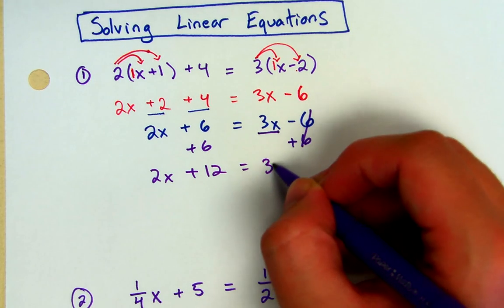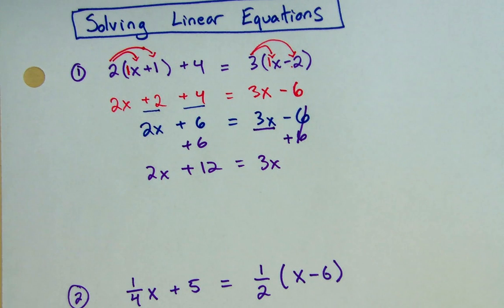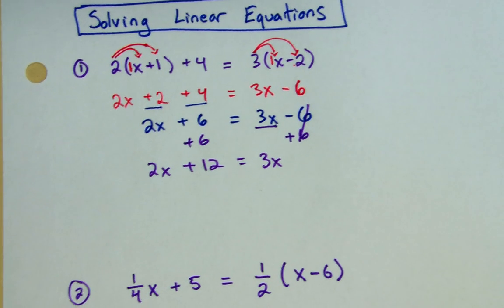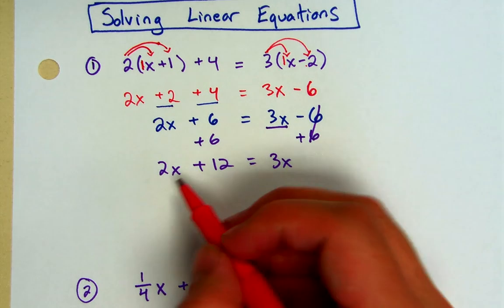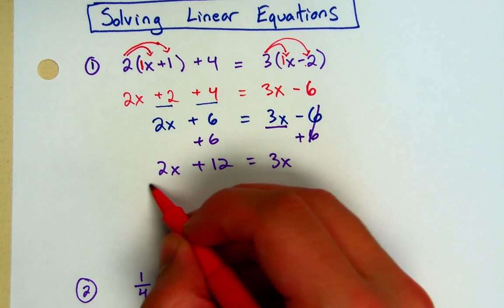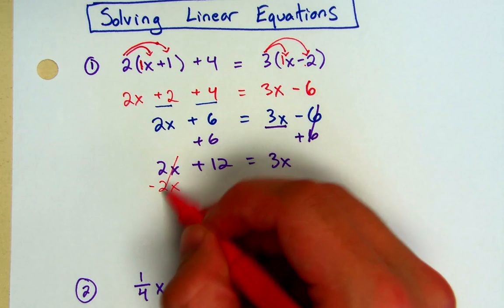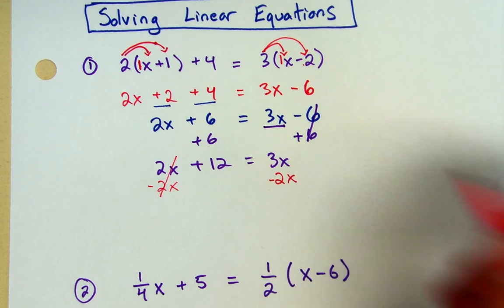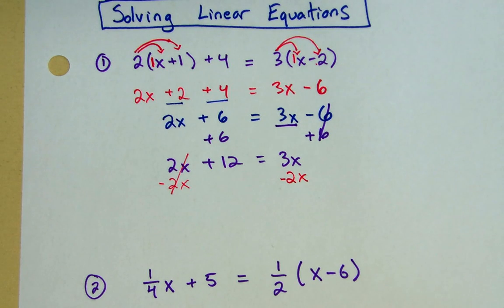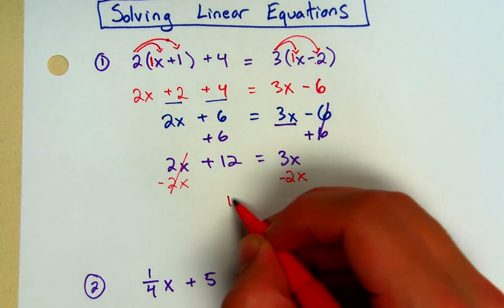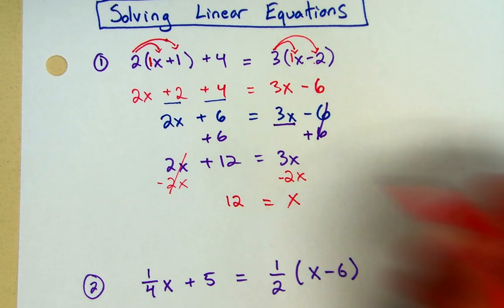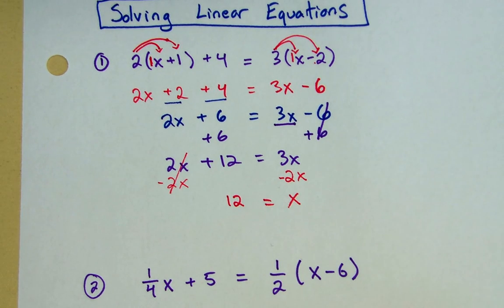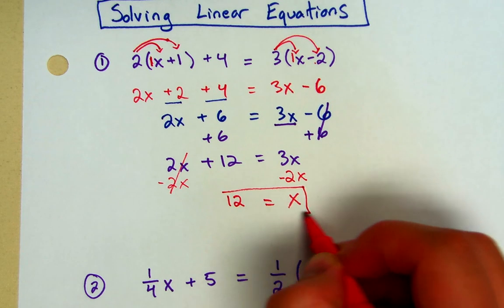Equals, well, 3x is still over there. Now again, I want to keep the 3x where it is, so I have to figure out how I can move away this 2x. Well, it's positive, so I'm going to subtract 2x from both sides. Remember, anything you do to one side, you do to the other side. So that leaves me with 12 equals, well, 3x minus 2x is just x. Well, I've got x equals 12, so I'm done with that problem.